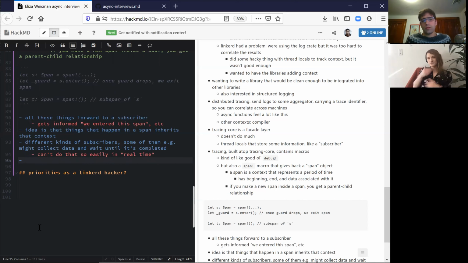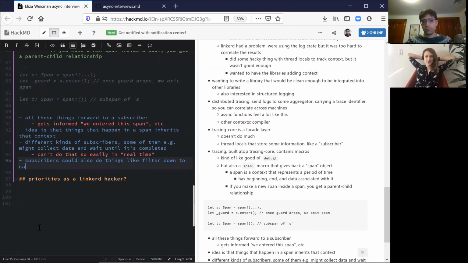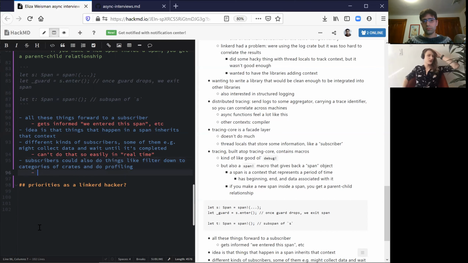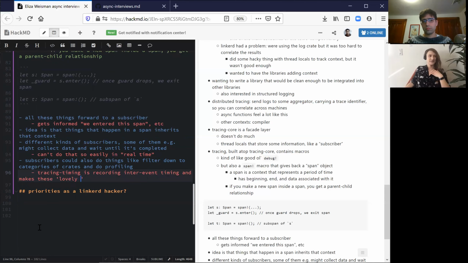Can a subscriber, for example, filter down to certain categories of spans and profiling measurements and not print anything at all? Absolutely. Yeah. So actually, something else we have right now is that Jon Gjengset has a crate called tracing timing. And tracing timing is recording the inter-event timing of different span and event pairs. And then it makes these really lovely histograms for you. And so it's a form of profiling.